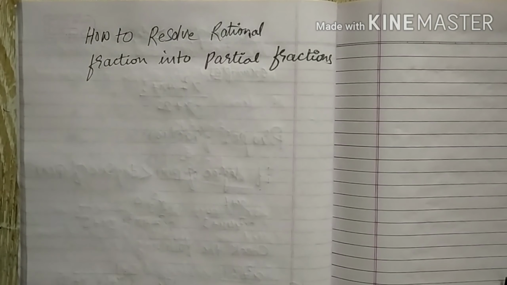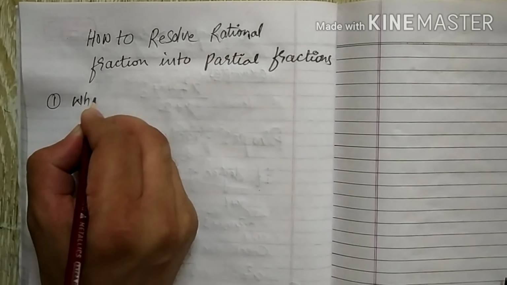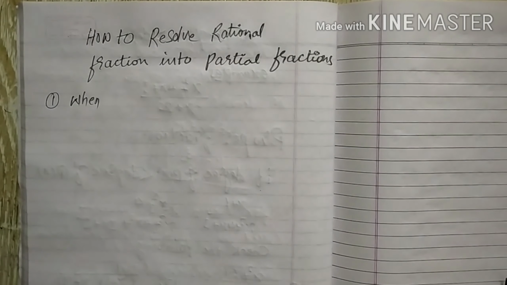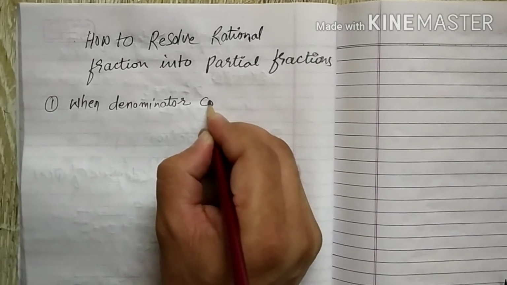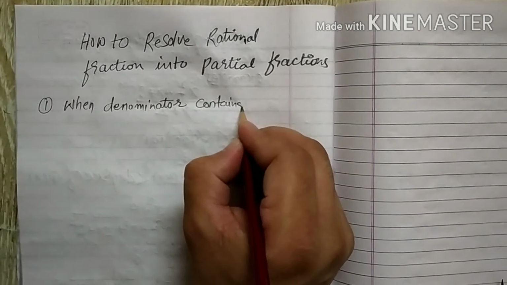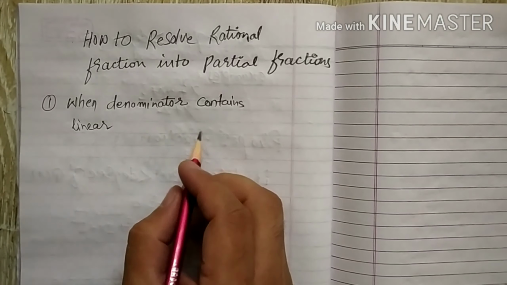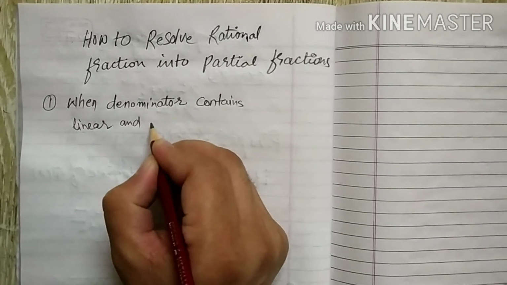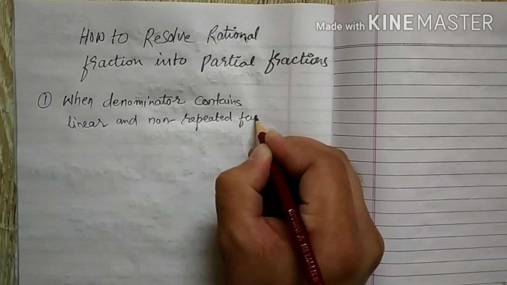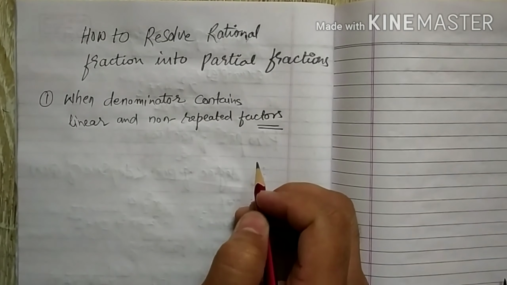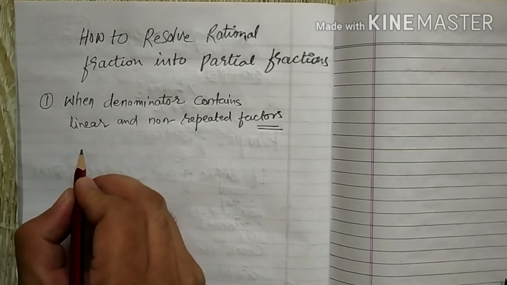The first condition says that when the denominator contains linear and non-repeated factors, that means the denominator will contain all the linear factors without repetition. I'm writing some examples also so that you can understand.